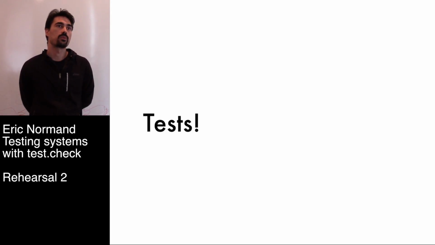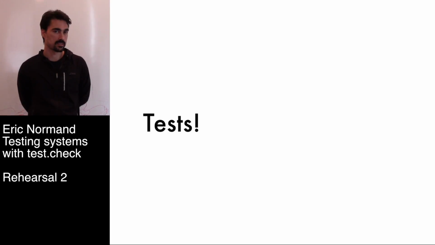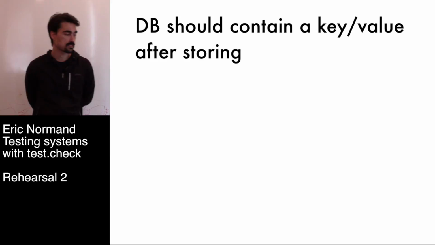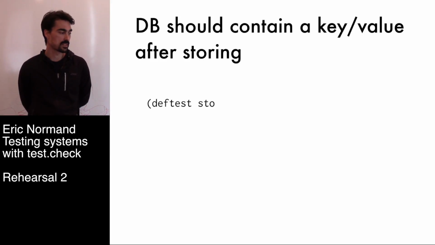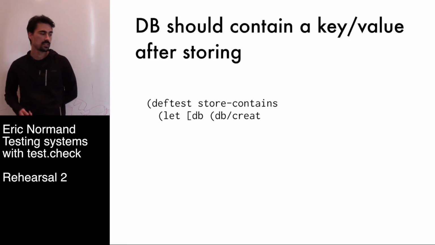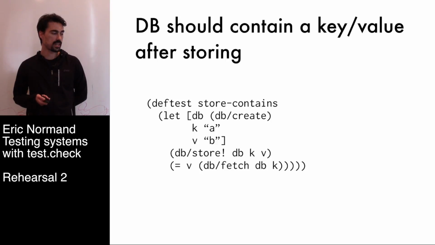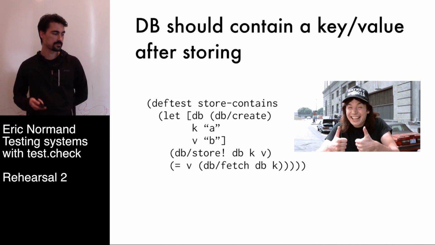All right, so we want to test this database. Traditionally, if you're using example-based tests, not generative tests, you would do something like this. You define a test called store contains, you create a database, you define some test data, a key and a value. You'll store that key and value in the database, and then you fetch it back out to make sure that it's the same value that you stored in. So there's an example.